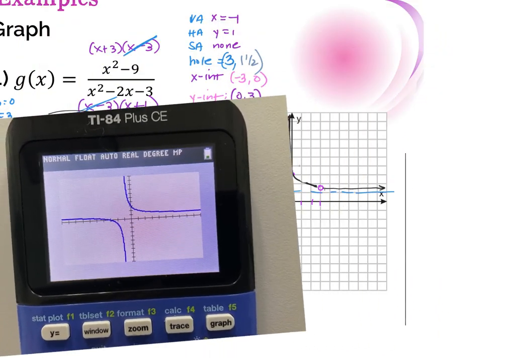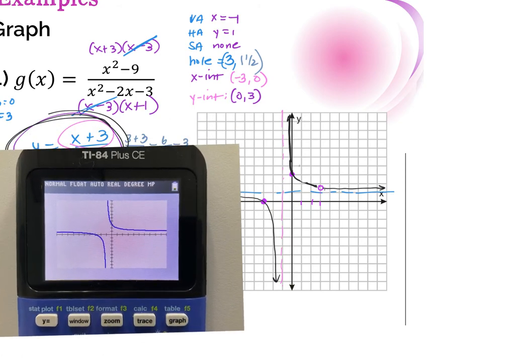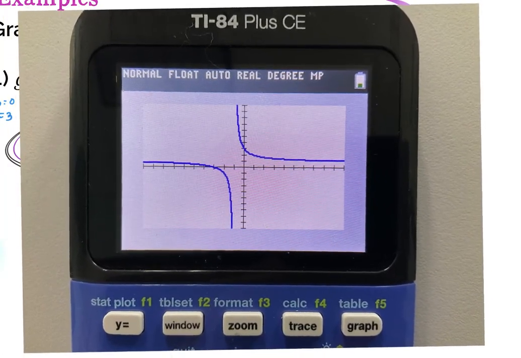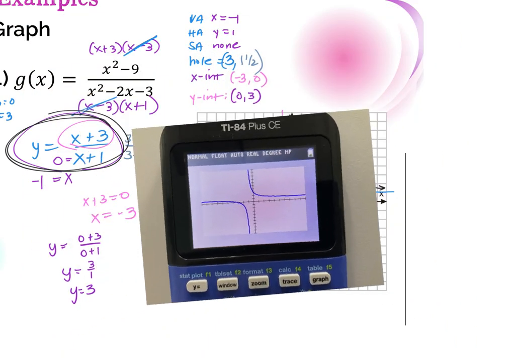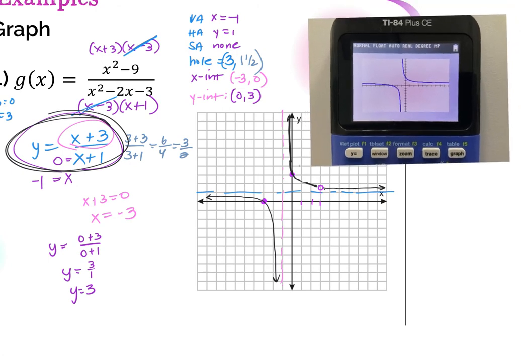Okay, and then notice that it does not show the hole, right? It doesn't show the hole. It doesn't show the graph. If I go to table, it even looks like there's a point at 1.5, like it's in my list on my table. So be really, really careful with the holes, okay? You would have to say that there is a hole there at 3 and 1.5.